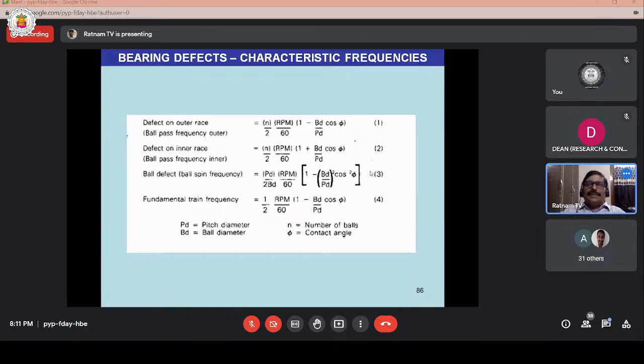These characteristic frequency components will appear in the vibration spectrum. If any defective bearing produces these components dominantly in the spectrum, by matching the component frequencies in the spectrum, we can identify these bearing faults, whether they belong to the outer race, inner race, ball spin frequency, or fundamental train frequency.